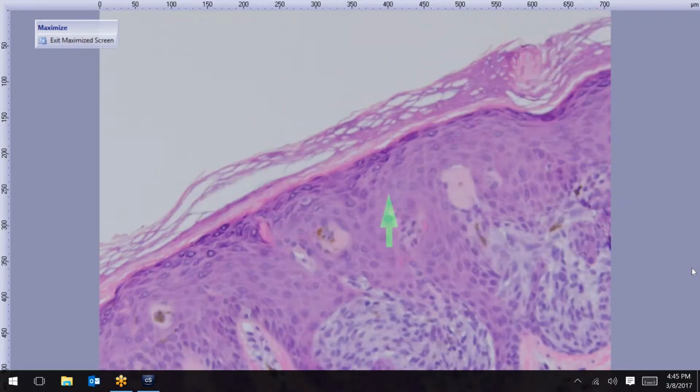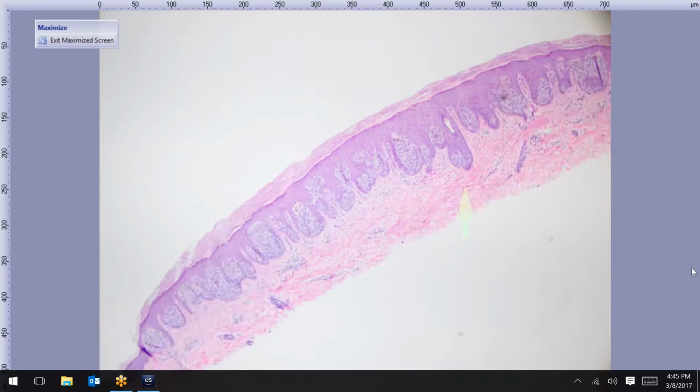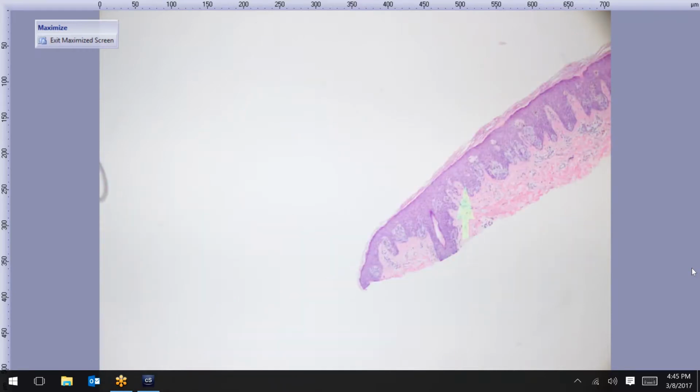These are large Kamino bodies right here. So yeah, you guys of course are correct. This is a Spitz nevus. This was a youngster. When I see these in adults anymore, I'm usually excising them. Spitz nevi in adults are sometimes difficult to predict their behavior.